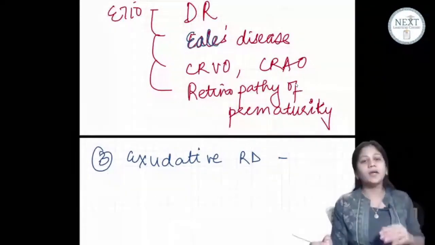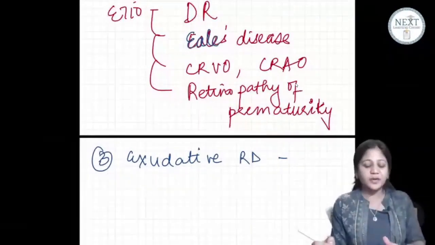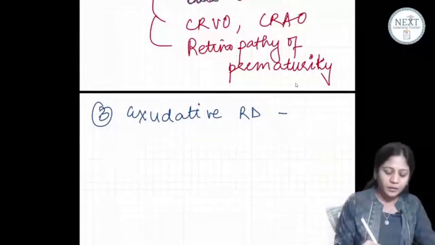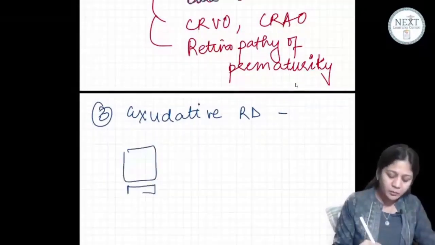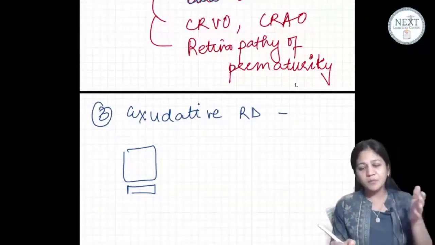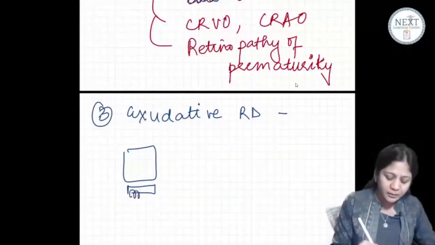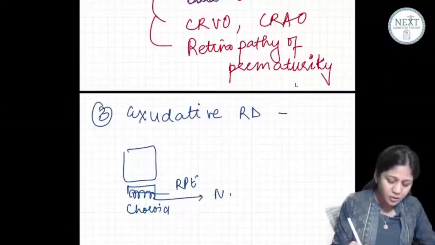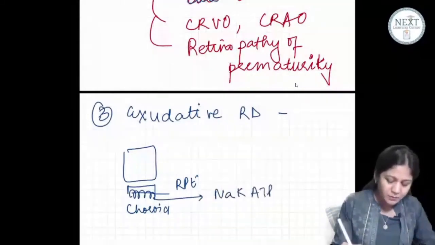Now, the next one is exudative RD. So this is different. ये बिल्कुल अलग है. देखिए क्या अलग है बच्चे इसमें. What is different? Let us see. So do you remember the sodium potassium ATPase pump which was there in the corneal endothelium? A similar kind of pump is also there in between the RPE and the choroid. So there is a similar pump. This pump is your sodium potassium ATPase pump.